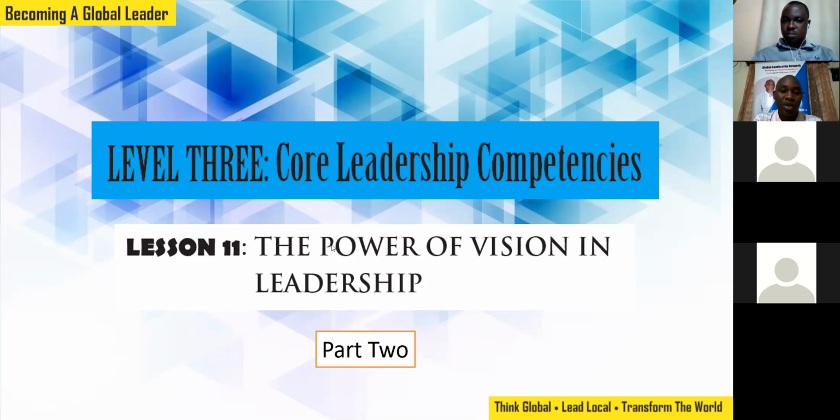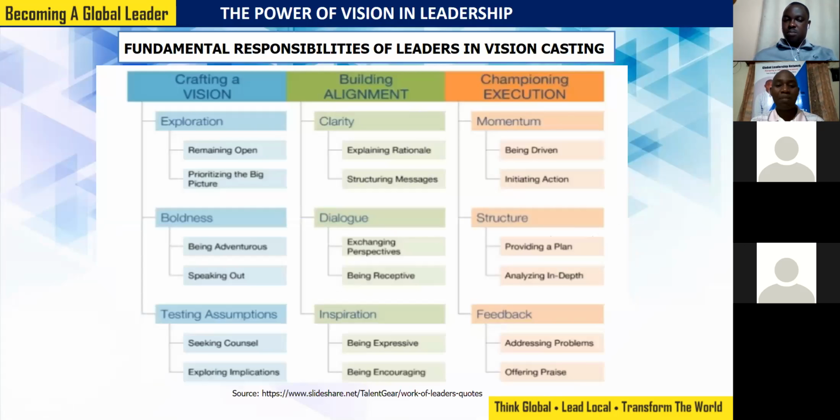Okay, so let's move on with part two because of interest of time. Part two of the power of vision. So there are fundamental responsibilities of a leader in vision casting. What are some of the key fundamental responsibilities I have as a leader when it comes to issues of vision casting? Personal level or organization level? One responsibility is crafting a vision.